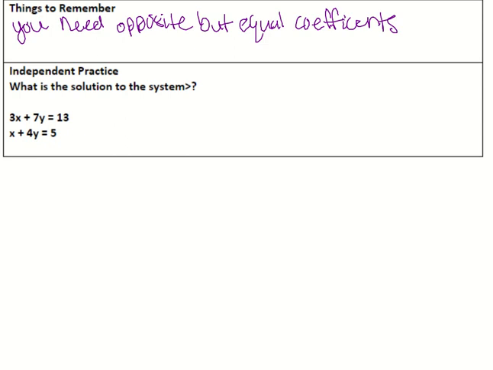All right, there's your independent practice. I'm not sure why there's a less than sign right there. That's a little weird. So, I would suggest trying to solve this with elimination method, since that is what we're practicing. Try not to solve it with substitution.